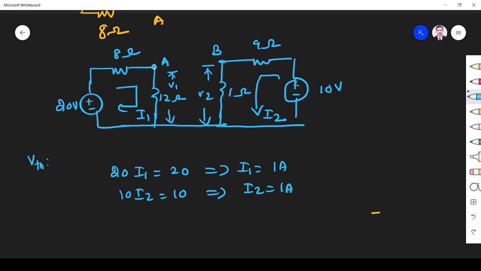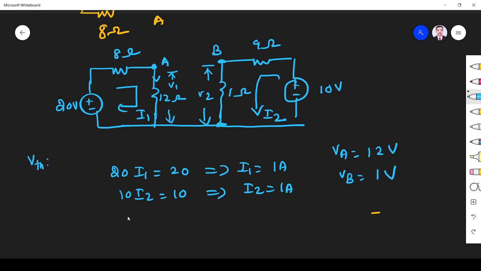This indicates, see, this is the voltage. What is VA? The voltage across A and ground. So VA, the voltage at node A, is given by the current flowing through this, which is I1, that is 1 ampere. The resistor is 12, so 12 volt. Similarly, VB is the voltage at this node. The current flowing through this resistor is 1, and VB is the voltage across this terminal. So 1 into 1, 1 volt.